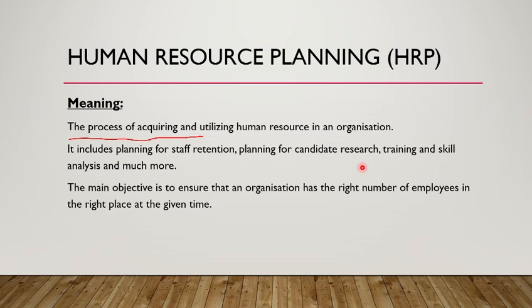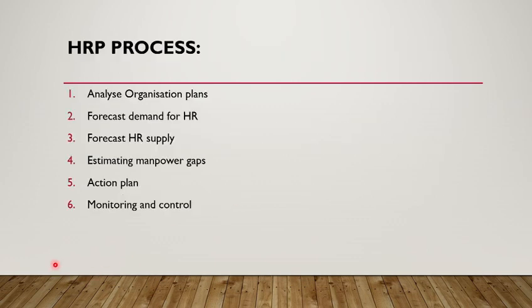The main objective of human resource planning is to have the right number of employees in the right place at the given time. Next, we will look at the human resource planning process. First is analyze organizational plans. They will analyze organizational plans, look at the future plans of the organization, what projects it wants to pursue in the future. On that basis, they will make the plan for human resources.